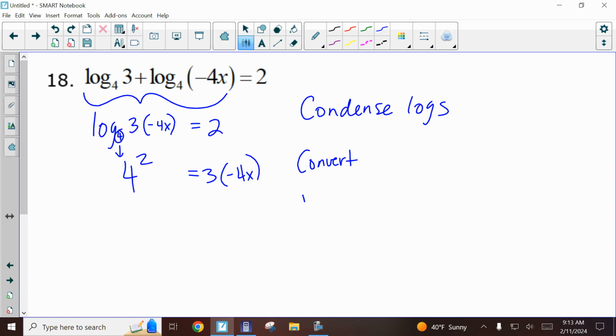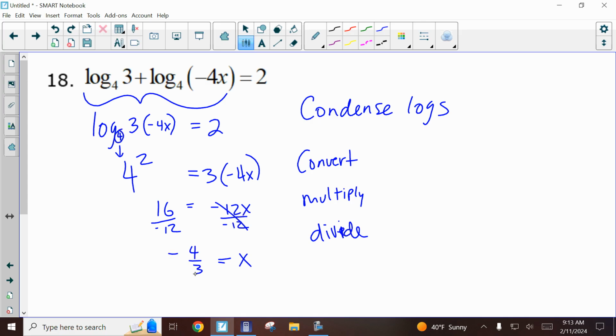And then we're going to multiply. So this is negative 12x, and it's 16, and then we're just going to divide next. Divide by negative 12, divide by negative 12. So x equals 16 over 12. We can divide both of those by 4, so this is negative 4/3.